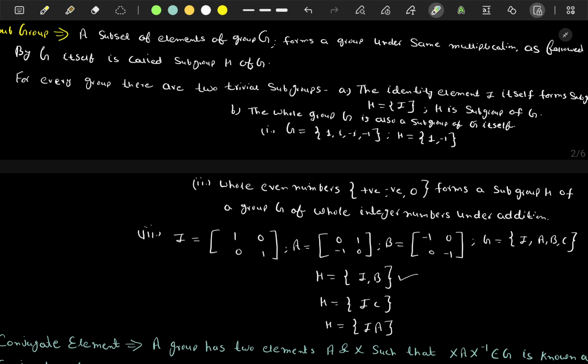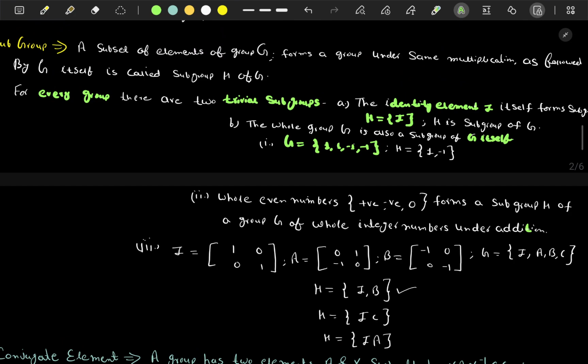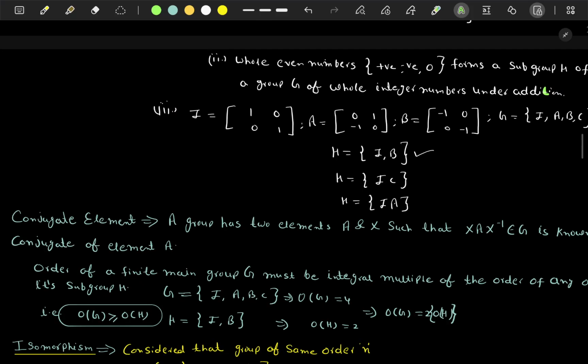For every group, there are two trivial subgroups. Every group has two subgroups. What are those two subgroups? The identity element and the group itself. Okay, these two are always subgroups of G because they follow all the closure, associativity, inverse and identity. All four properties are satisfied with this. Here 1 and minus 1 also will be a subgroup of G and identity also a subgroup of G.